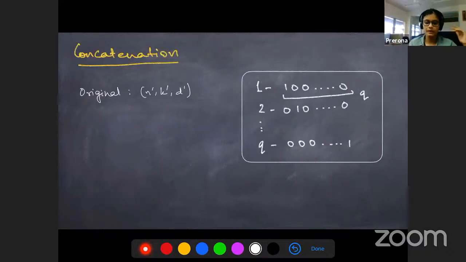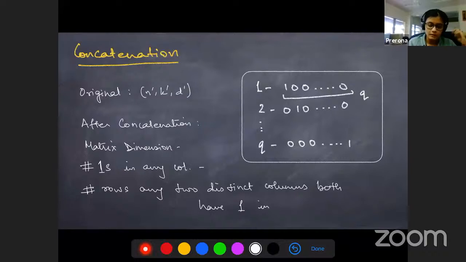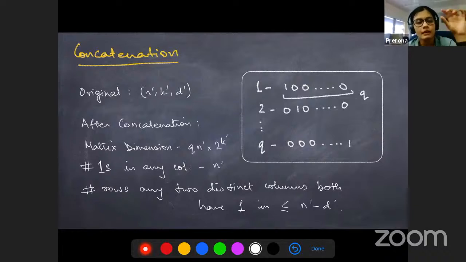And now once we have done that, the matrix dimension is going to become Qn prime times 2 to the k prime, right? Because every entry earlier was something in FQ, and now we are going to make it a Q-length bit string. So the number of rows is going to become Qn prime, everything else is going to stay the same.